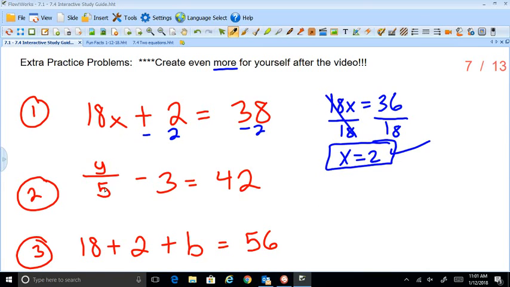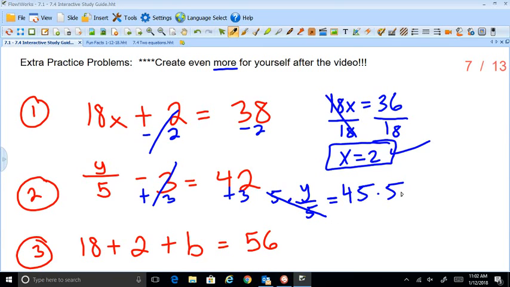Number 2, I'm going to do pretty much the same thing. I want to get rid of that minus 3 by adding 3 to both sides. And now I'm left with y over 5 equals 45. Now, since I'm dividing both sides by 5, I want to undo that by multiplying by 5 to both sides. And when I do that, I get y is equal to 45 times 5, 225.